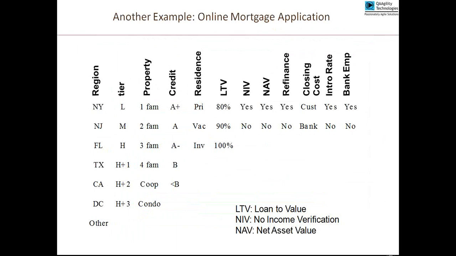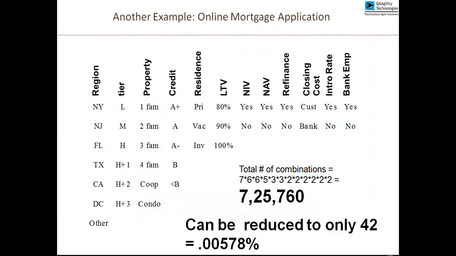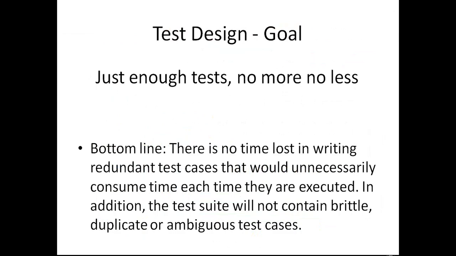Now if we take this testing to be done, the total number of scenarios that we generate runs into almost 725,760 odd combinations. And with the best of breed pairwise testing tool, this number can be reduced to only 42, which is only 0.0578% of the entire lot. And your effectiveness is again 98%.